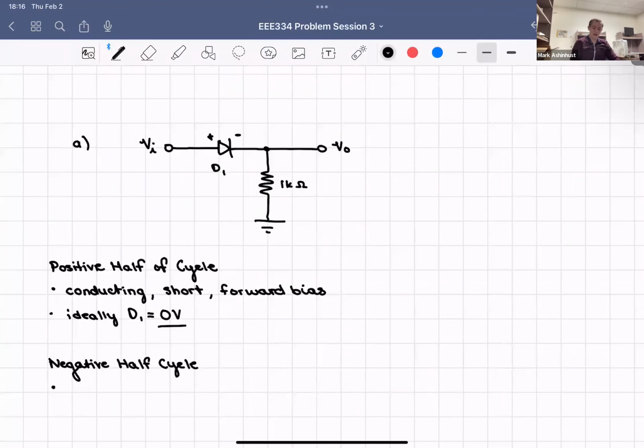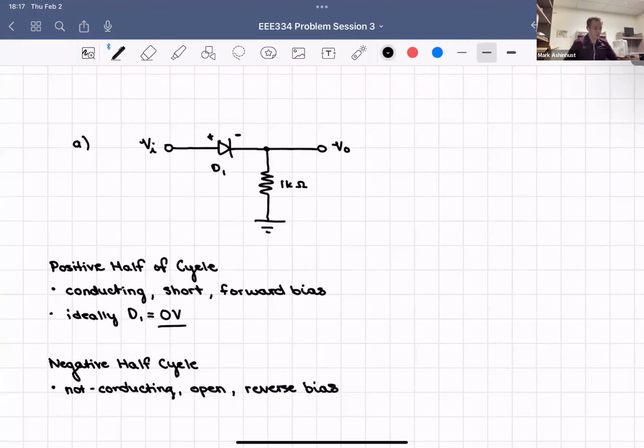That diode now, that negative is going to be less than the 0 volts we have at D1. Therefore, it won't be conducting, so not conducting. It'll be an open circuit, which means no current. And that's what's going to be called reverse bias for that diode.